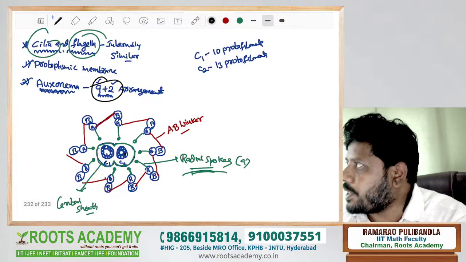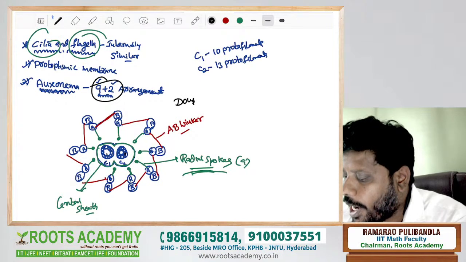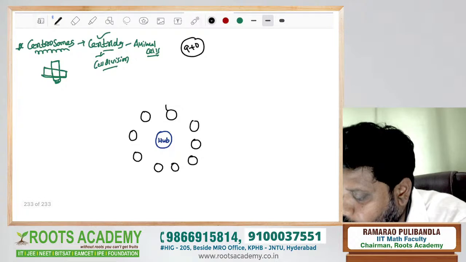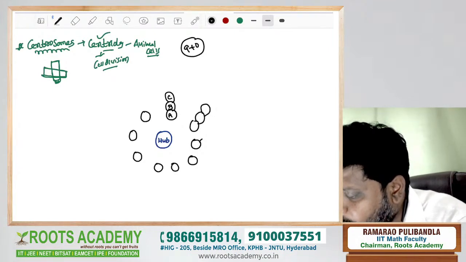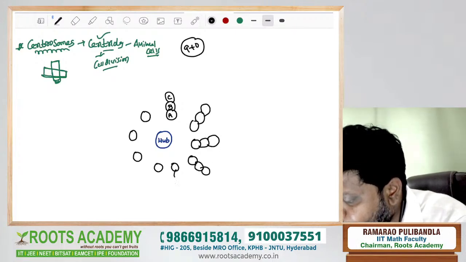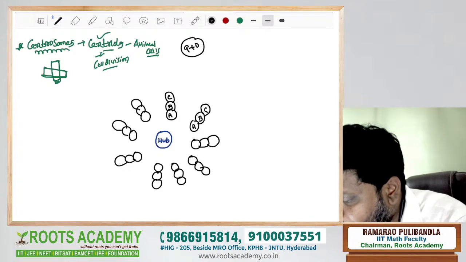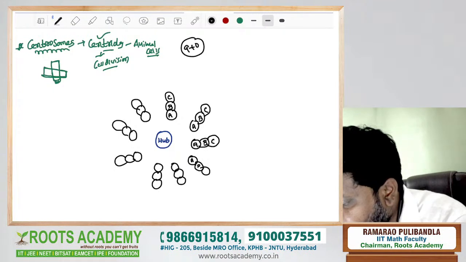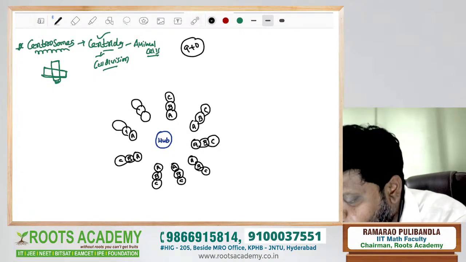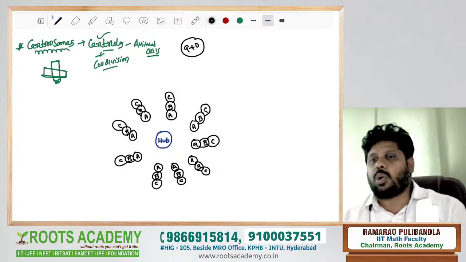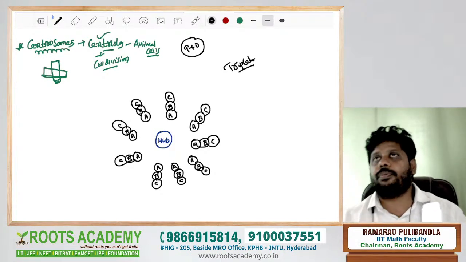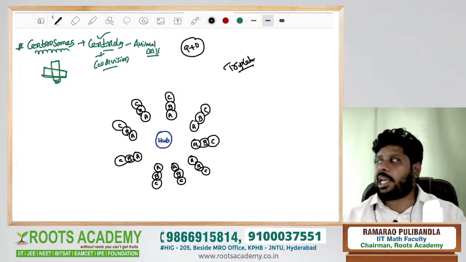See here, how many are present in the periphery? 9. In cilia and flagella they are present in doublets, doublet meaning A and B. But here the periphery microtubules are present in triplet form: A, B, C. A is present slightly inside and C is present slightly outside.